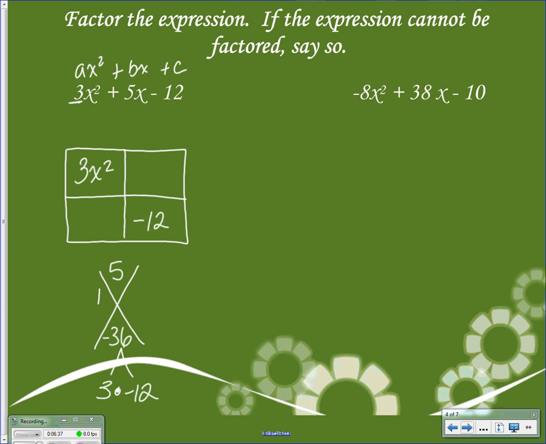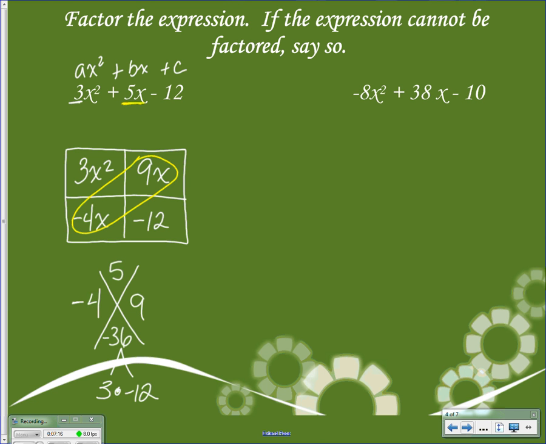4 and 9. So one of them is going to have to be a negative because I want it to multiply to be negative 36. But when I add them together, I want a positive 5. So I want my 9 to be positive. So I want a negative 4. And remember, these are my x terms that go in the middle. So I'm going to put a 9x here and a negative 4x here. Now remember, if I add these two terms together, I get 5x. Okay? So I just wanted to point that out really quickly.